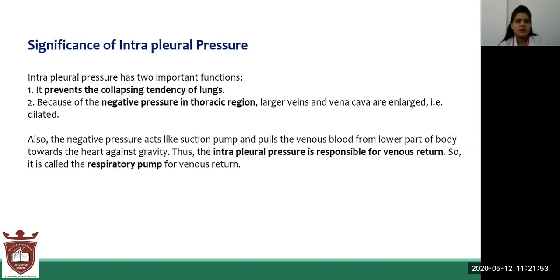Significance of the intrapleural cavity: क्या क्या फायदे इंटरप्लूरल कैविटी के? ये लंग्स को कोलैप्स होने से बचाते हैं और थोरेसिक रीजन में नेगेटिव प्रेशर को मेंटेन करते हैं, और इंटरप्लूरल प्रेशर वेनस रिटर्न के लिए भी हेल्पफुल होते हैं, इसीलिए इसको रेस्पिरेटरी पंप और वेनस रिटर्न भी कहते हैं.